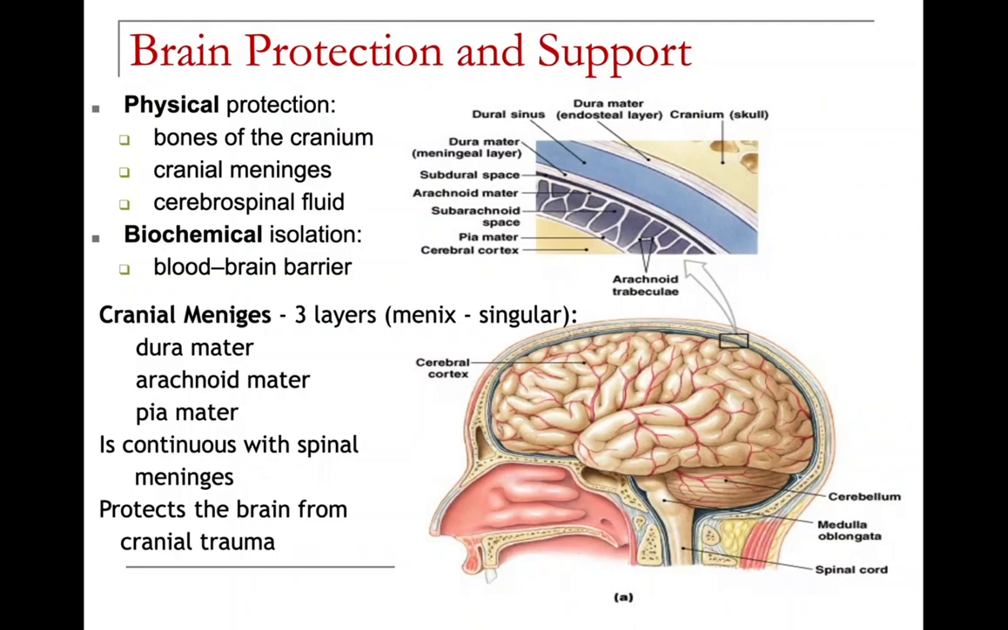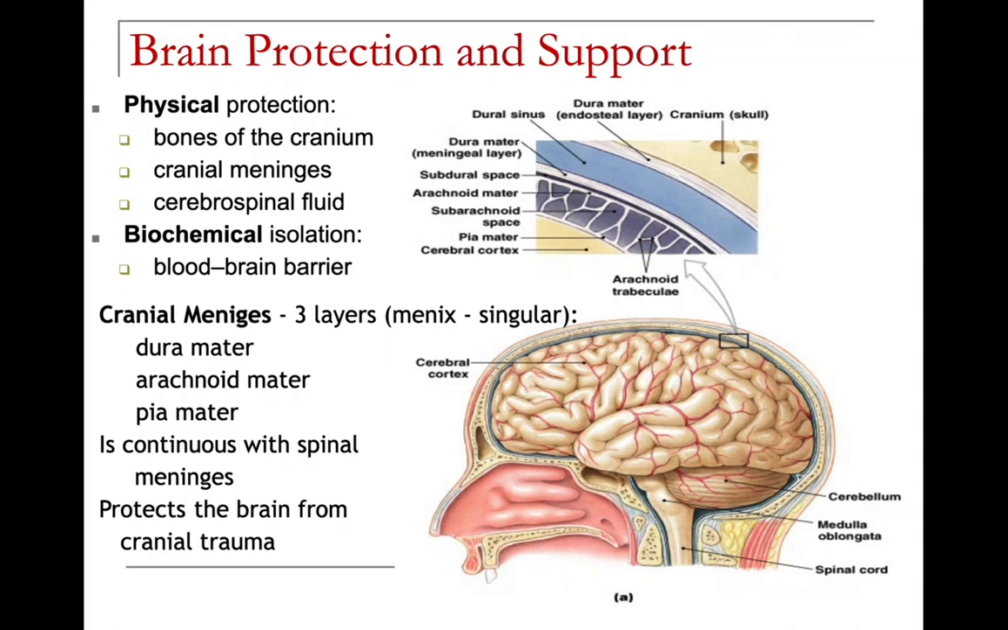So physical protection of the brain is going to come from the bones of the cranium, as well as the cranial meninges, and then the cerebrospinal fluid. The idea is that you want to give it biochemical isolation. We do this through the blood-brain barrier. The brain is so critical to our function that you want it to be isolated from potential toxins that would get in the body or potential invaders. That extra layer of protection is helpful because the brain is so vital to the human survival.